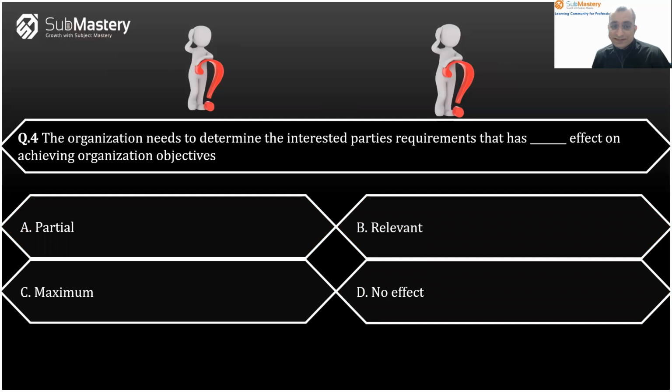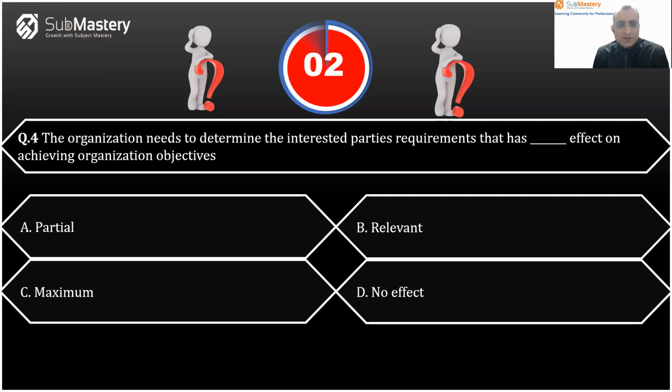Question number 4. The organization needs to determine the interested party requirements that have dash effect on achieving organization objective. A, partial, B, relevant, C, maximum, D, no effect. So what's the standard language? What kind of requirements need to be identified which have dash effect on achieving organization objective?